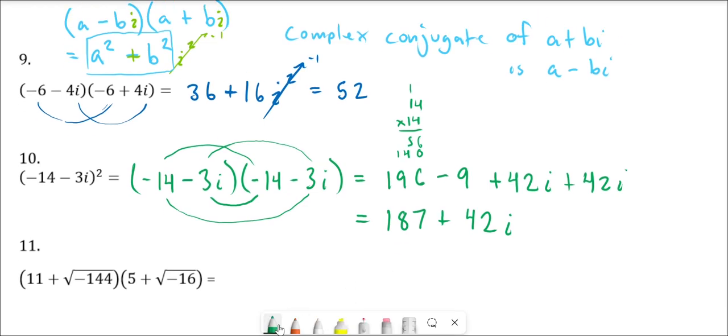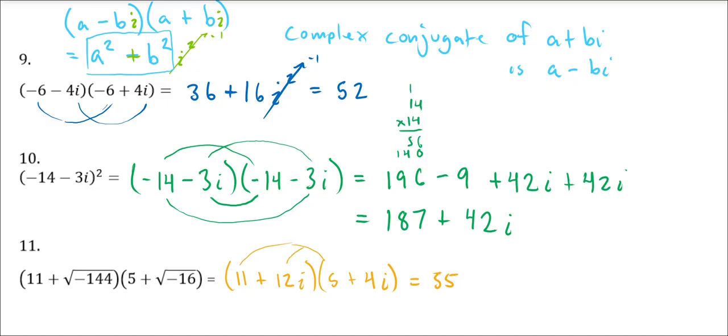Here's something a bit more general. Let's rewrite it in terms of complex values first, right? We have 11 plus the square root of 144, which is 12, and the square root of a negative is i. Likewise here we have 5 plus 4i. Foiling now, we're going to have 55.